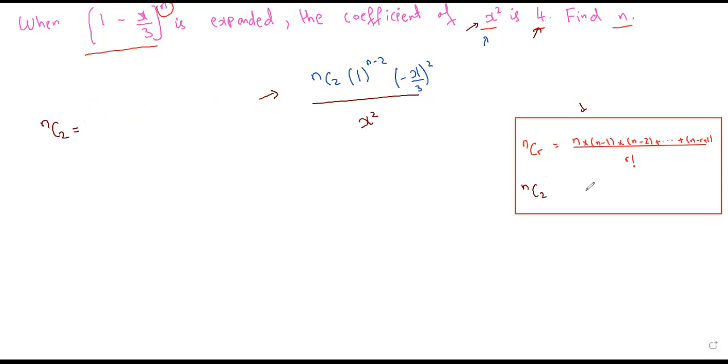NC2 would be N into N minus 1, and we need to stop where? We need to stop at N minus R plus 2. So N minus 2 plus 1, that is N minus 1, divided by 2 factorial. Are you clear about this expansion of NC2? Please be honest and tell me.